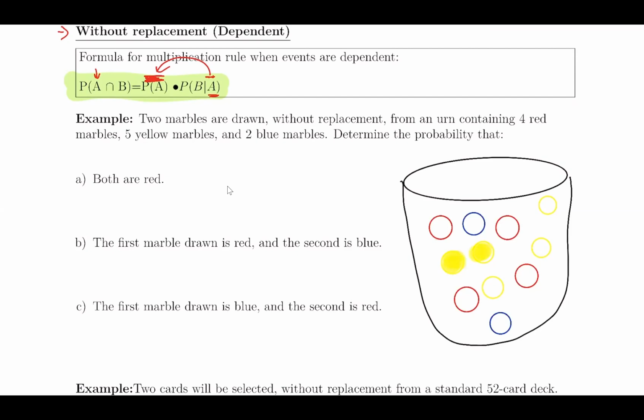Without replacement? Not that it's telling us without replacement, but before that, what do they tell us? You're close. 2 marbles are drawn. Remember, whenever we're making multiple selections, that's how we know we're going to be doing the multiplication rule. So the key thing is that they tell us 2 marbles are drawn. This is what tells us we're doing the multiplication rule.